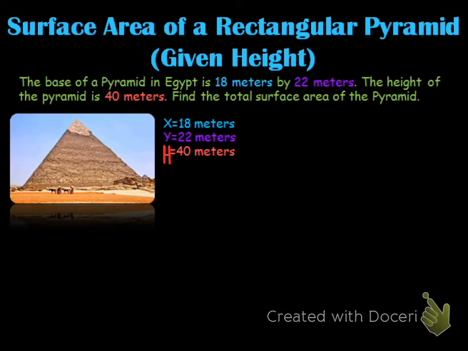The base of a pyramid in Egypt is 18 meters by 22 meters. The height of the pyramid is 40 meters. Find the total surface area of the pyramid.